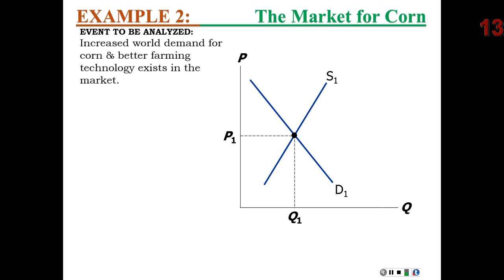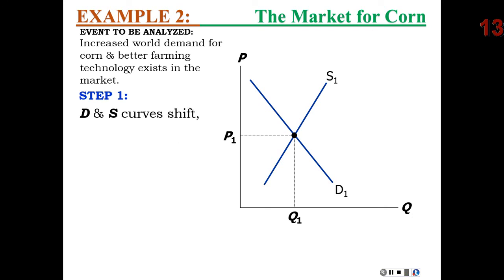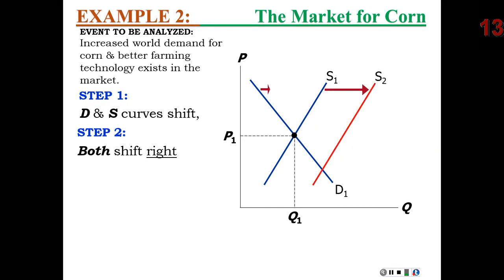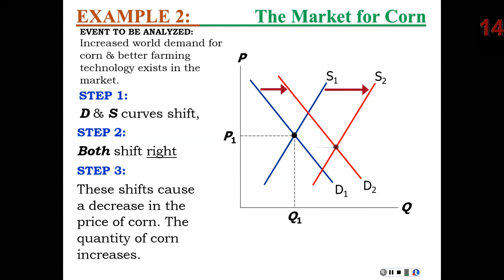And so what happens when both supply and demand change? Okay, well, we still use our three-step process. Step one, this time both curves are affected. Okay, step two, demand is increasing. The technology would increase supply, so both curves shift to the right. Next, we need to determine what happens to price and quantity. We have an increase in supply and an increase in demand. We need to find the new equilibrium, which is where the new supply and the new demand intersect. Okay, right there.